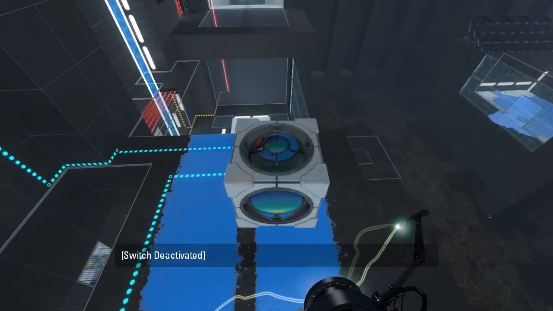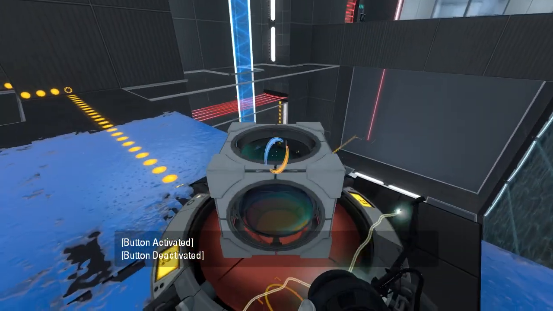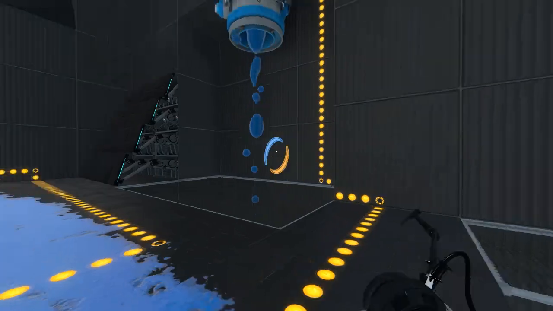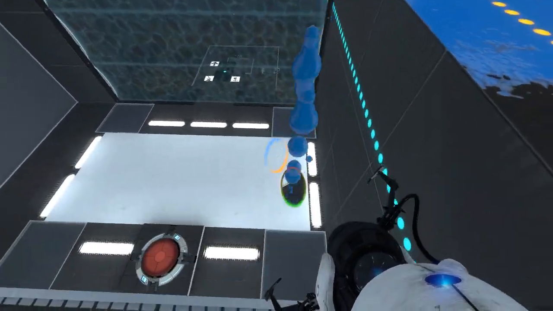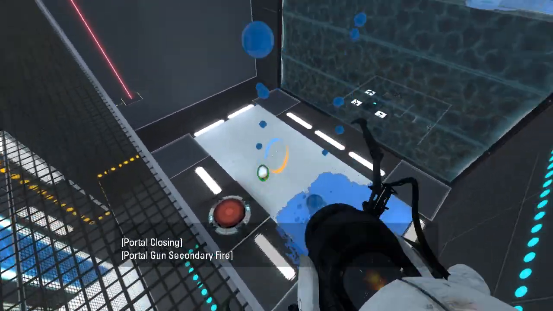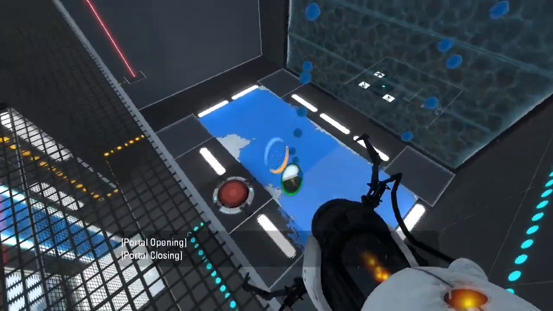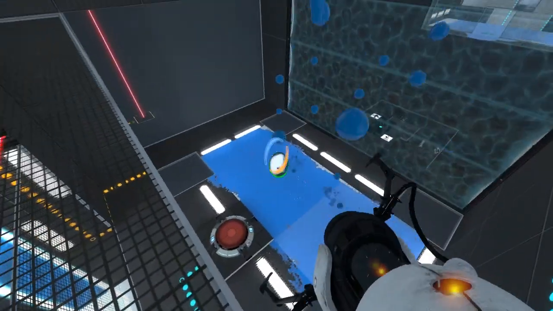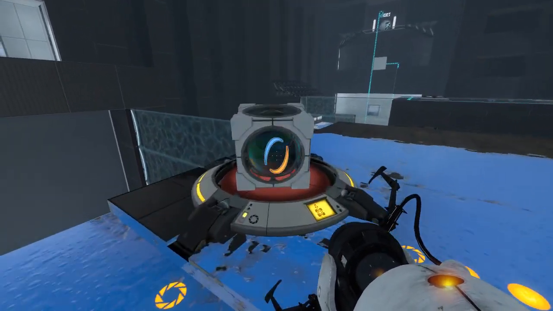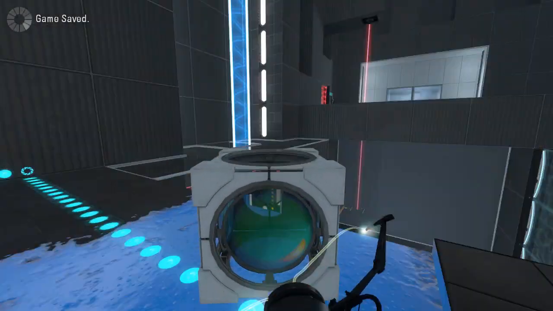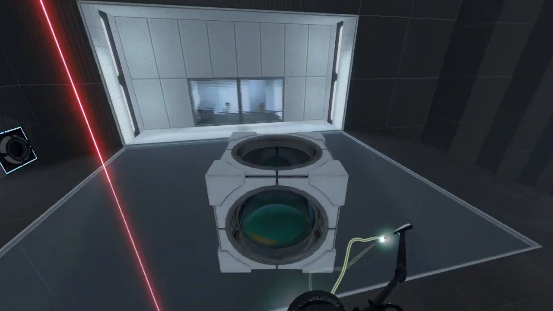Right, so now... Oh, you know what? I just realized we didn't get any gel down there. Alright. Now that's done. Let's see. We should be able to just bounce over there now, right? Yes indeed, right, so.